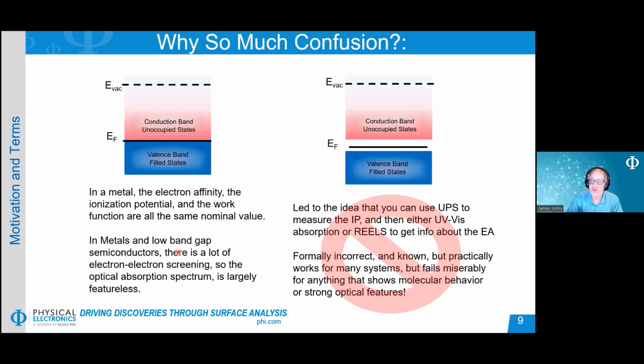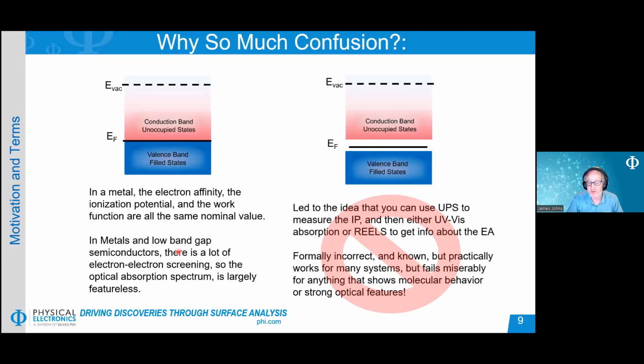And so this led to the idea that you could use UPS to measure the ionization potential, and then reals or UV-vis to get the electron affinity, or at least where the conduction band minimum is. And it's formally incorrect, but it works for some systems, and people apply it outside the realm of where it actually does work. And this fails.